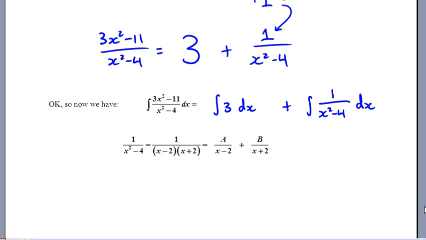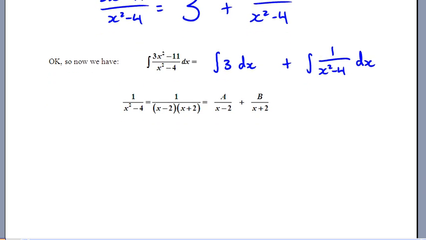Okay, so that x squared minus 4, I would factor it and create those two factors, x minus 2 and x plus 2. And then we're going to go and look for some values. The good news, these will be just numbers that are going to be in there for A and for B.